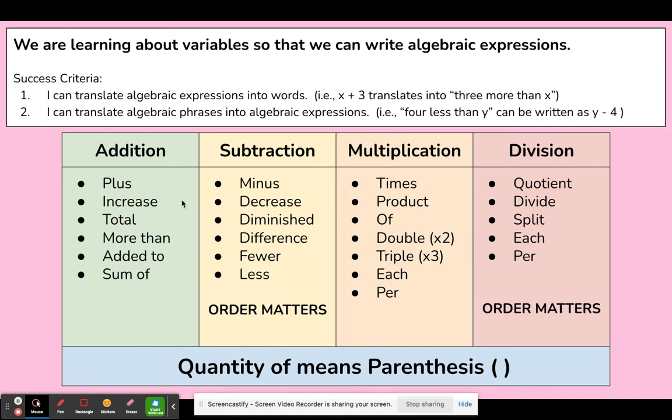So I want you to look at the green section. These are key words that mean to add. Things like plus, increase, finding the total, I need more, you need to add, sum. Okay, those are keywords for addition. I want you to take a minute and look at the screen and look at the keywords for subtraction, multiplication, and division.